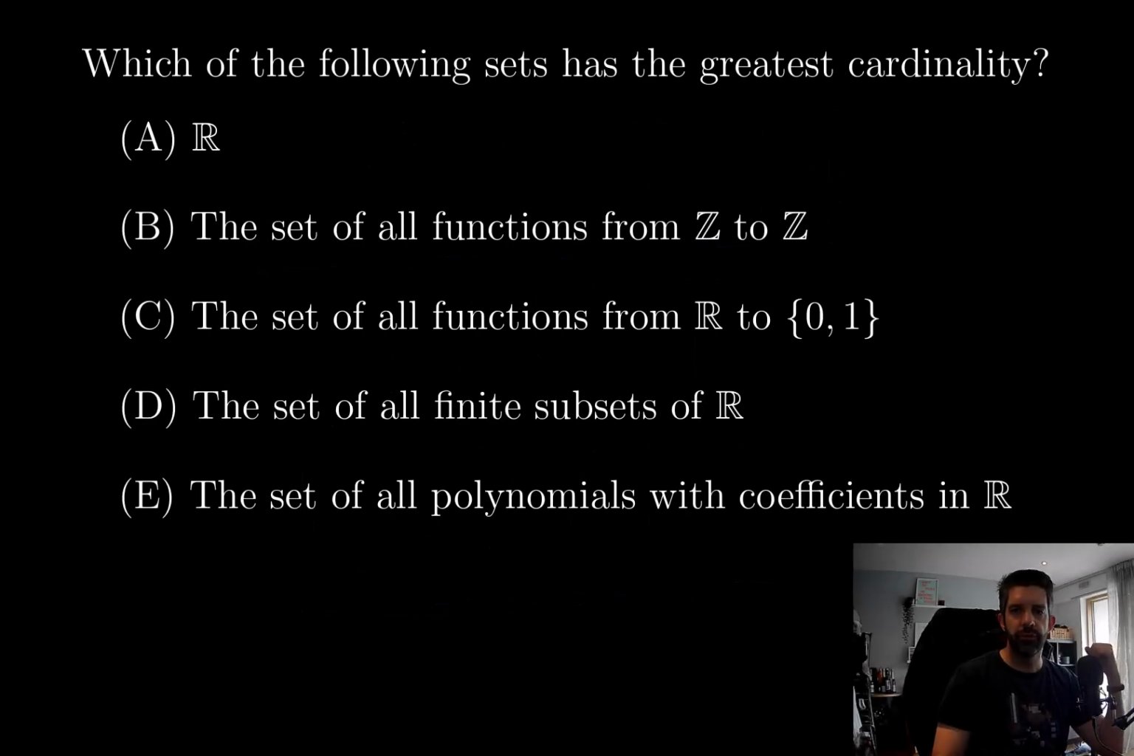Which of the following sets has the greatest cardinality? The reals, the set of all functions from Z to Z, the set of all functions from R to {0, 1}, the set of all finite subsets of R, and the set of all polynomials with coefficients in R.